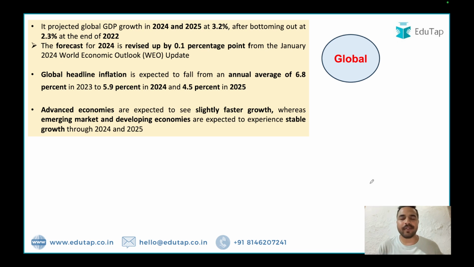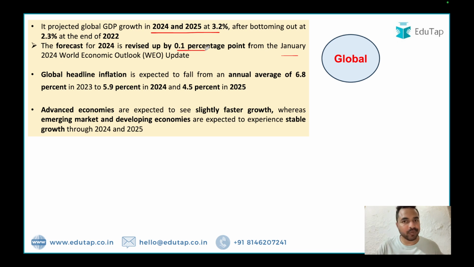So at the global level, we have already seen that the GDP growth forecast is going to remain steady at 3.2%. We have seen here that for 24-25 it will be 3.2%. Let me tell you that when this particular report was released in the month of January 2024, at that particular point it was 0.1% less, and now it has increased from 3.1% to 3.2% for this particular 24 fiscal year.